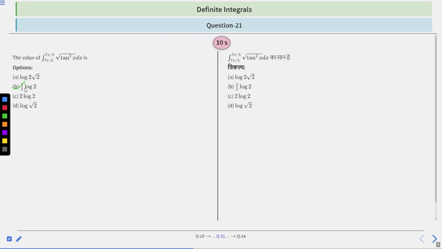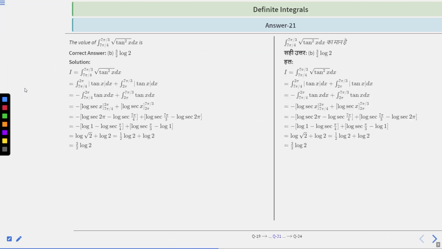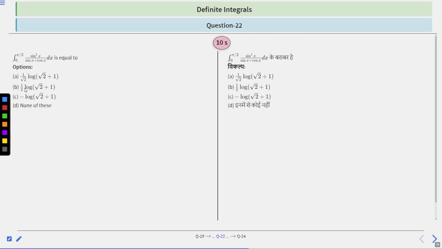3 by 2 log 2. Okay. Let's move to the next question. Question number 22, which says: integration from 0 to pi by 2 of sin square x upon sin x plus cos x dx is equal to.